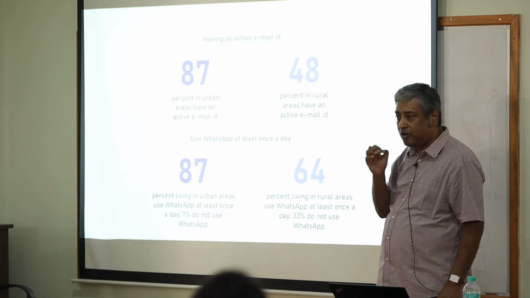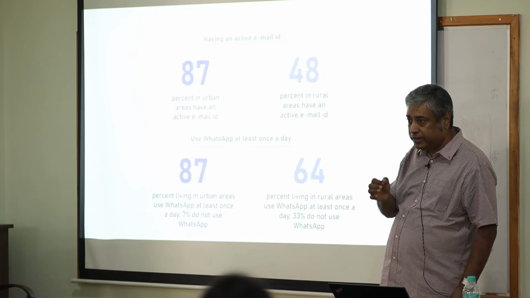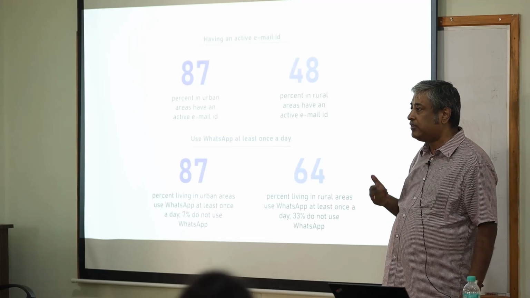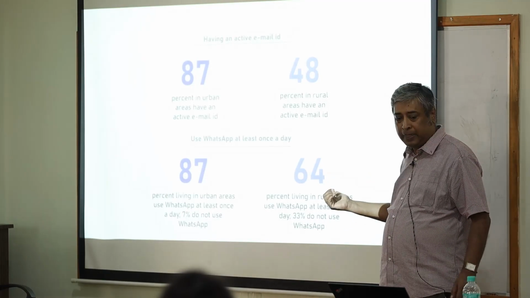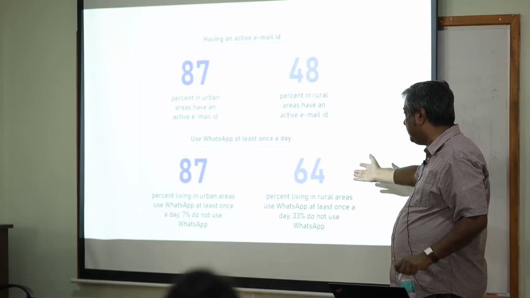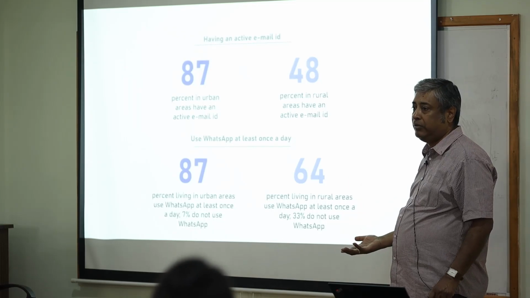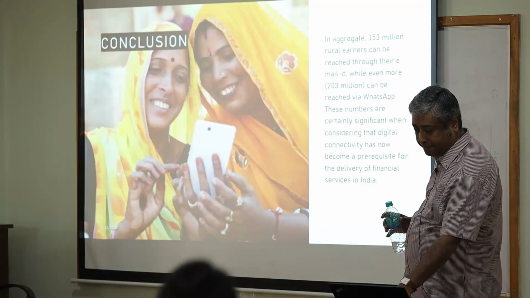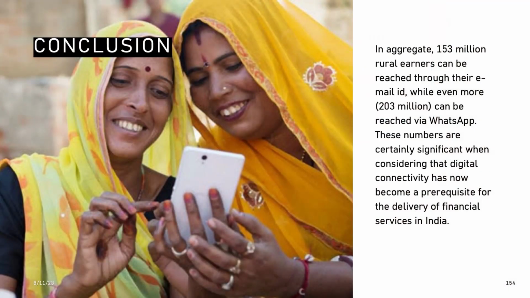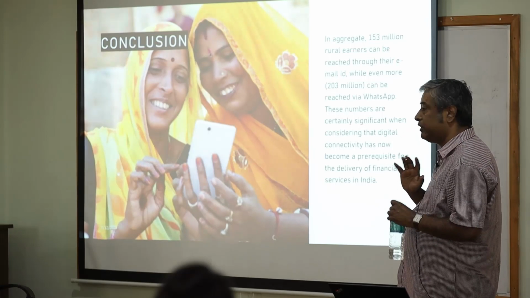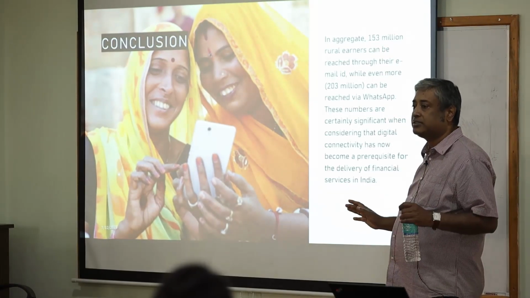So all your services, government services, financial services, everything which requires you to be digitally connected, companies, insurance companies don't have an excuse anymore. They have people with digital connectivity waiting for them. In aggregate, 153 million rural earners can be reached through email ID, while even more, 203 million, can be reached through WhatsApp. These numbers are certainly significant when considering that digital connectivity has now become a prerequisite for delivery of any financial services.